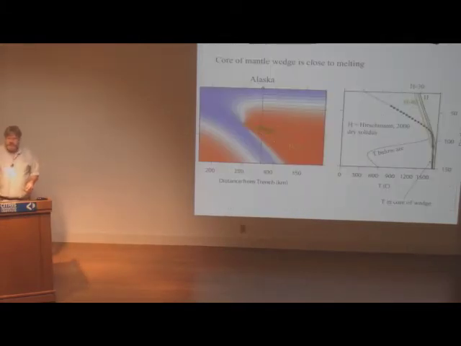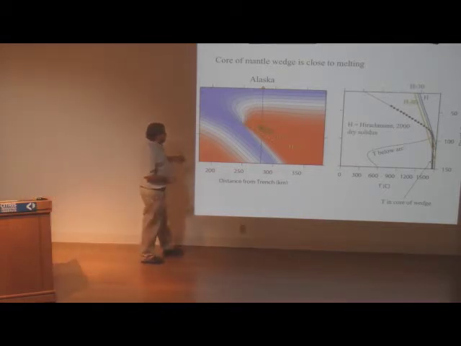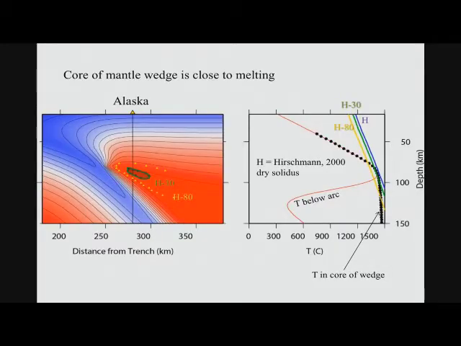Our models do predict melting. This is just an internal test. Underneath the arc, we get high temperatures, not hot enough for dry melting, but if you add a little bit of water, you reduce the Hirschmann solidus a little, and you create a nice little melt pocket. So that's at least an internal consistency check.